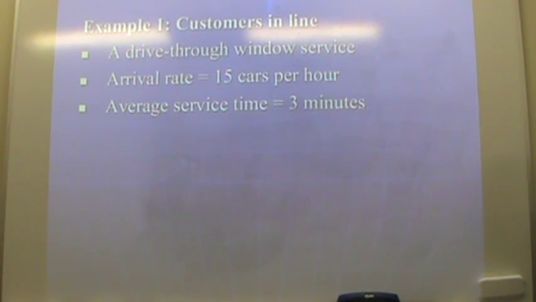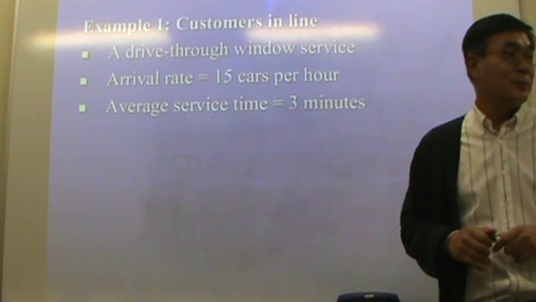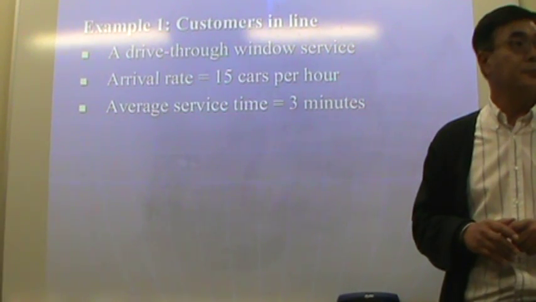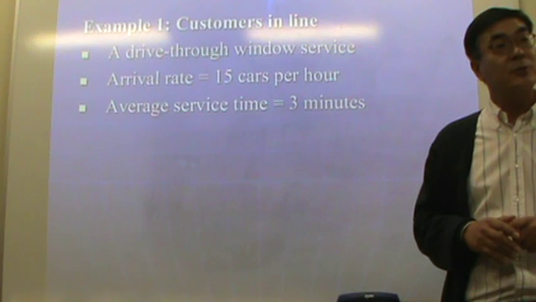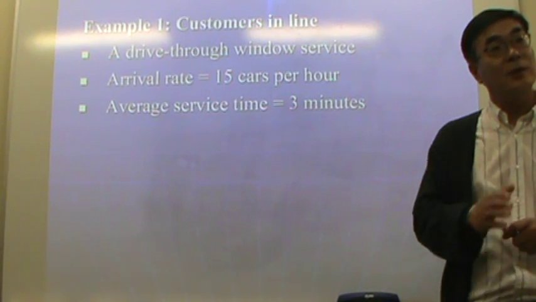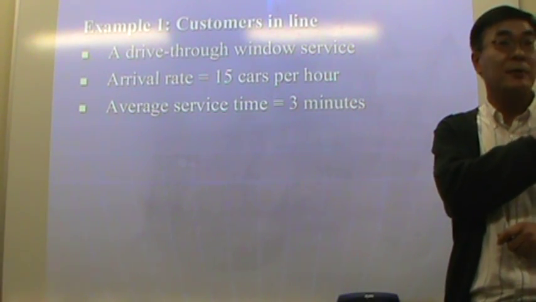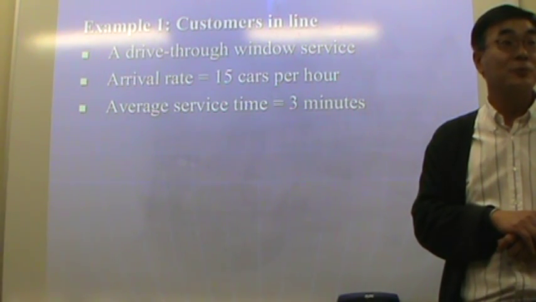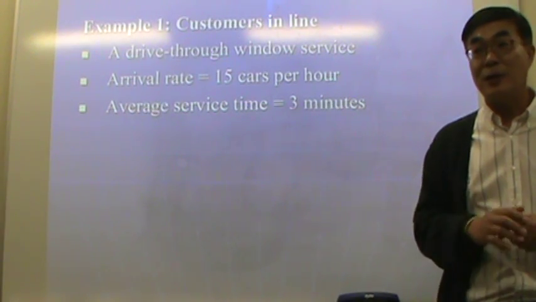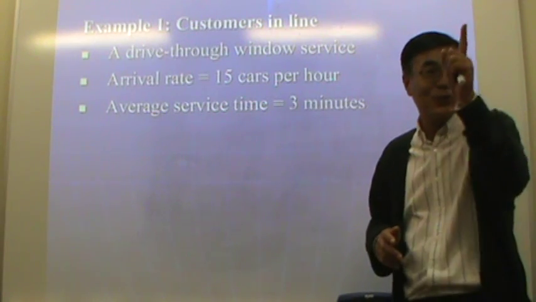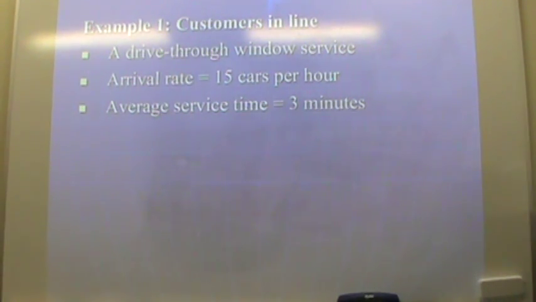Example of a drive-through. Drive-through is only one line. But at some McDonald's, there are 2 drive-through lines, right? But anyway, assume only one drive-through line. In that case, only one waiting line.